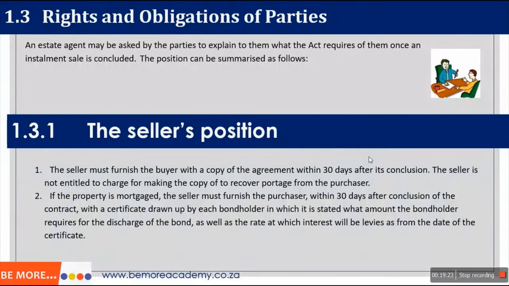If the property is mortgaged, the seller must furnish the purchaser within 30 days of the conclusion of the contract with a certificate drawn up by each bondholder in which it is stated what amount the bondholder requires for the discharge of the bond, as well as the rate at which interest will be levied as from date of the certificate. Now, I didn't say it yet, but it's very important to remember. When you go out to a property to list it and to get the mandate, you must advise your seller to inform and notify his bondholder of his intention of selling the property. And he must do that every 3 months.